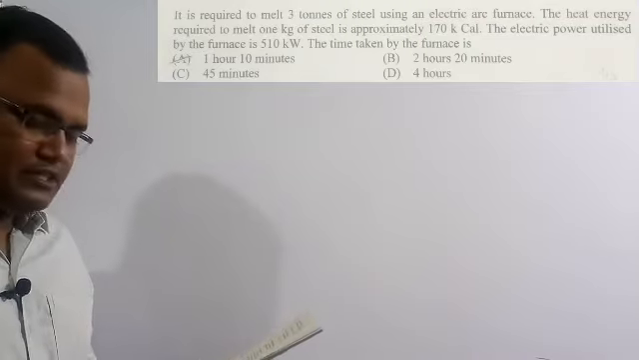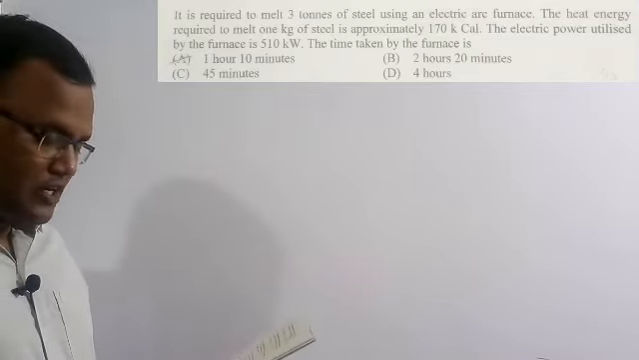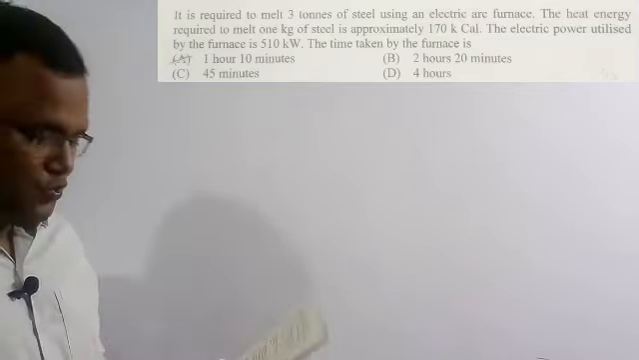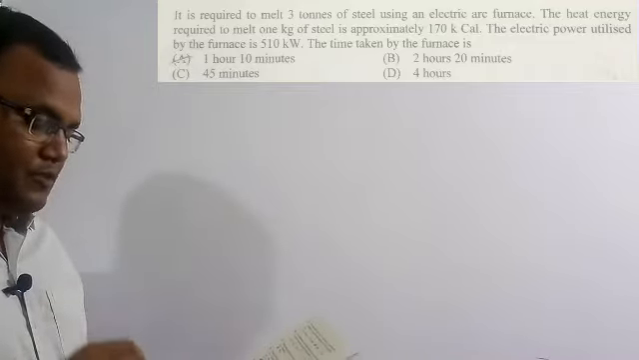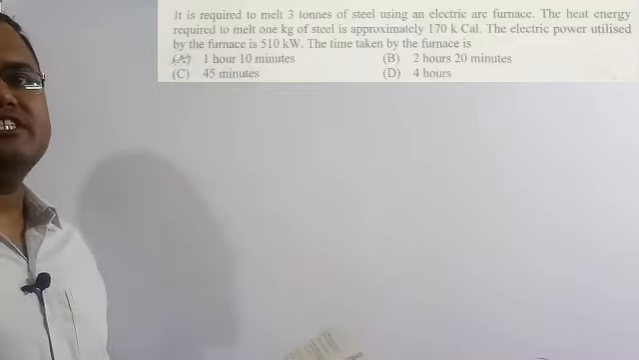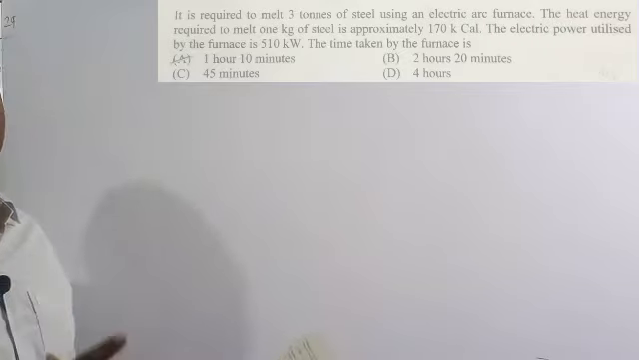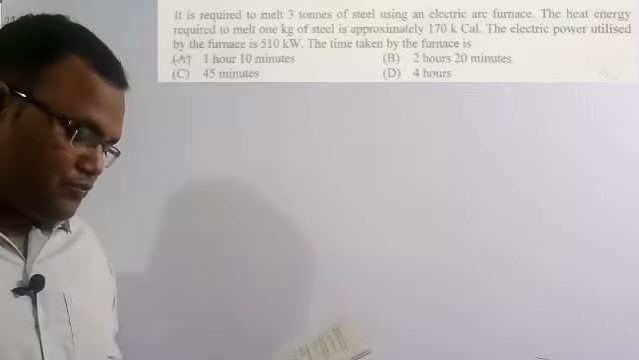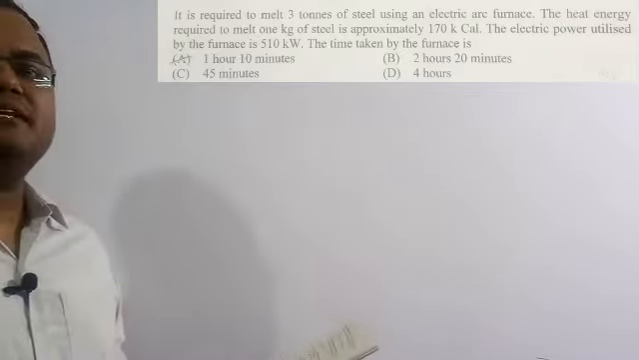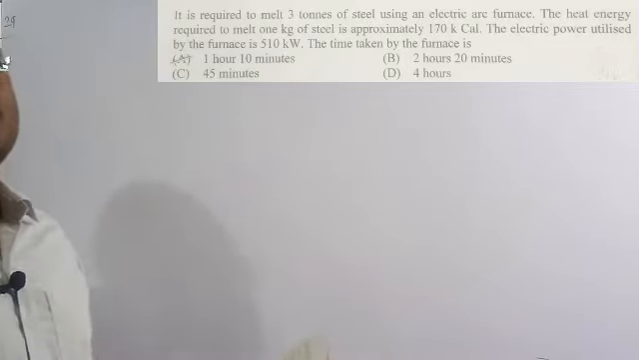The total power which is drawn is nothing but 510 kilowatt. So we need to find, to melt this amount of 3 tons of steel, how much time duration is taken by this electric furnace. Out of the 4 options, option A, 1 hour 10 minutes, is the correct solution of this question. So let's solve this numerical.